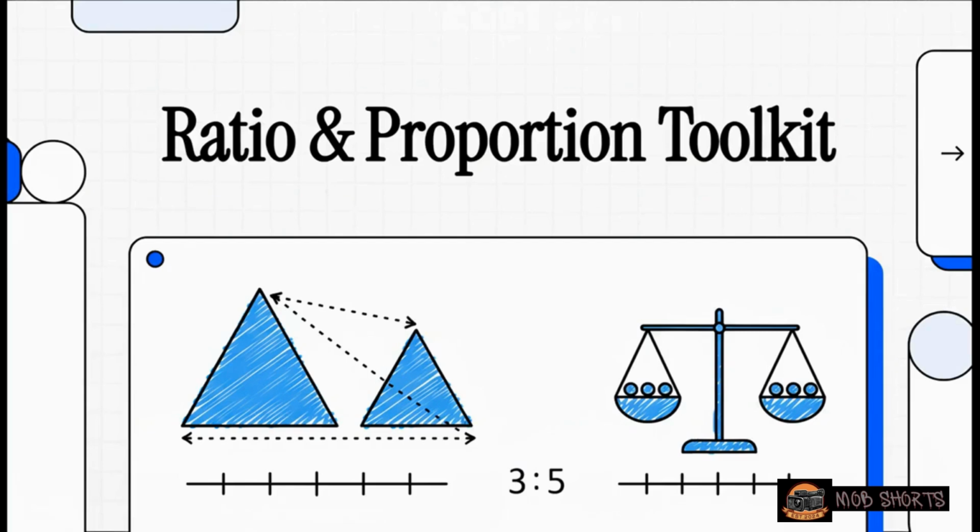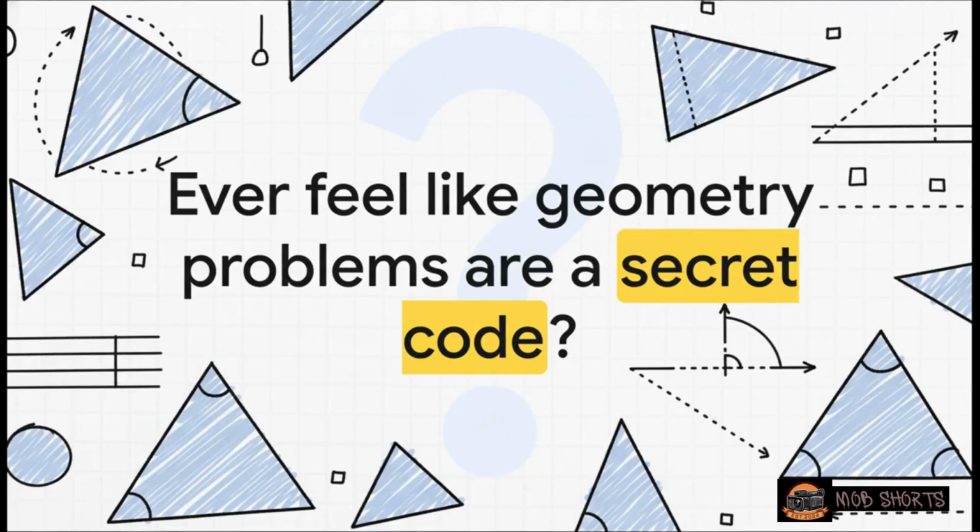All right, let's get into it. Today, we're going to build a powerful toolkit, one that's going to help you unlock some of the absolute trickiest problems in geometry, just by mastering two fundamental ideas: ratio and proportion. You know that feeling, right? You're staring at a diagram, it's full of triangles and parallel lines, and the question is asking you to prove something that seems like it came out of thin air.